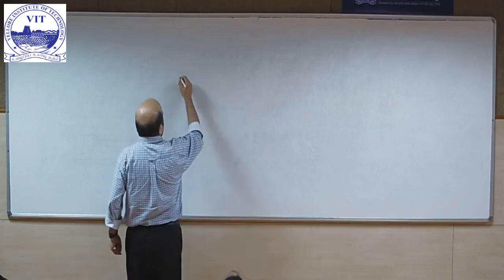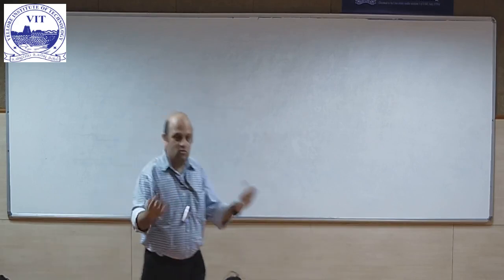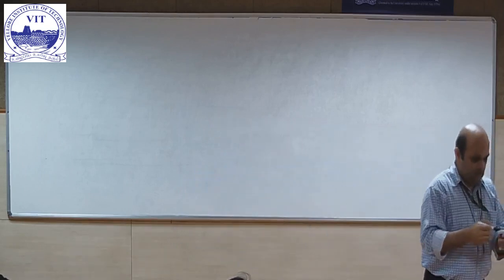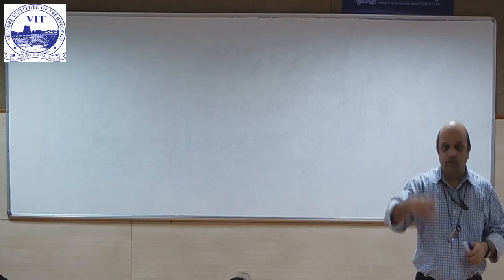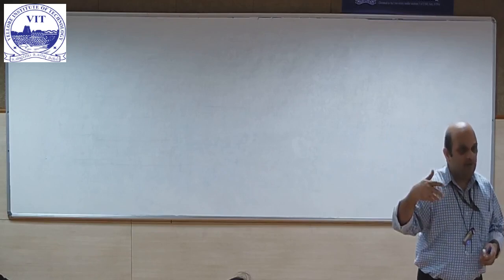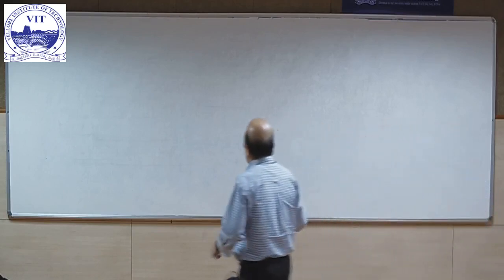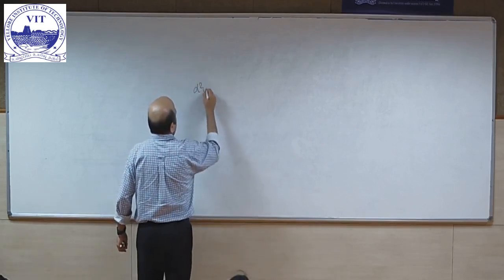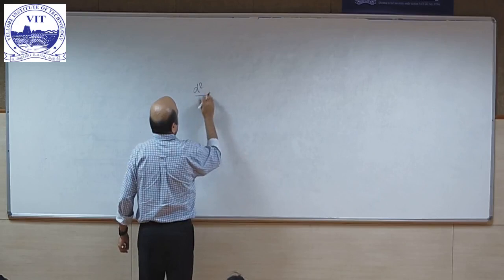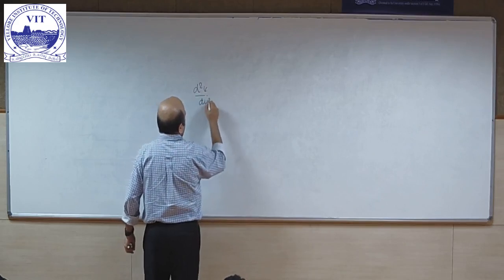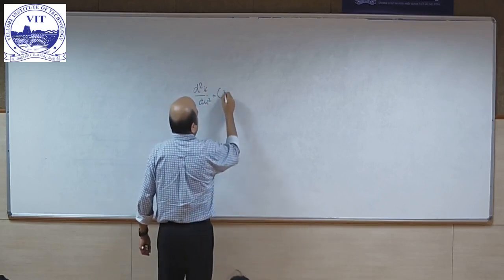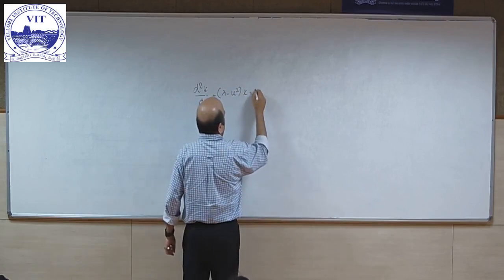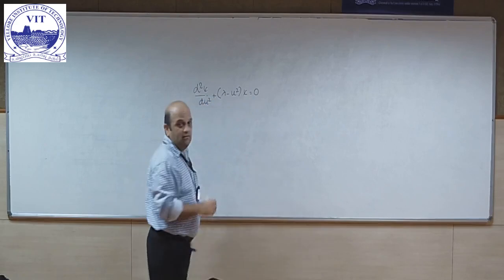Where did we start? We started using the standard Schrodinger equation. We used the harmonic potential, substituted that, and simplified the equation, remember? And we arrived at an equation: d square psi by du square plus (lambda minus u square) psi equal to 0. Okay, this is easily solved.